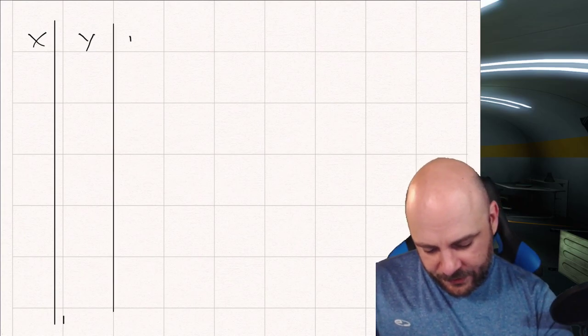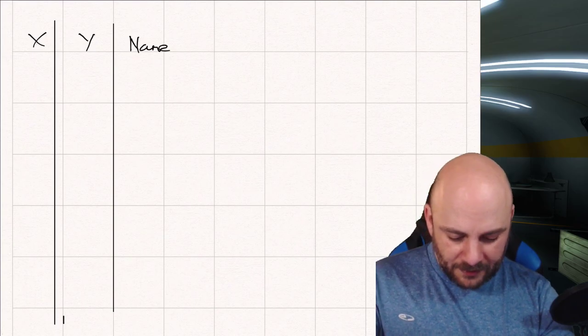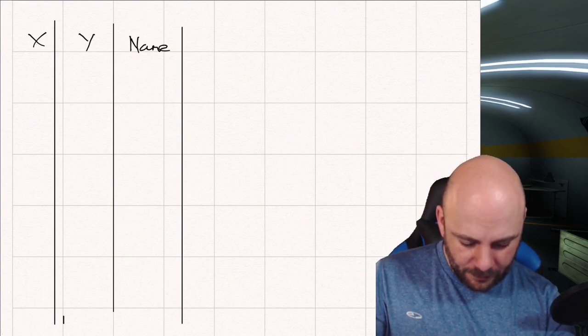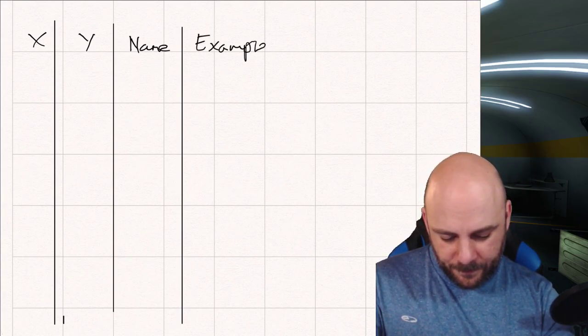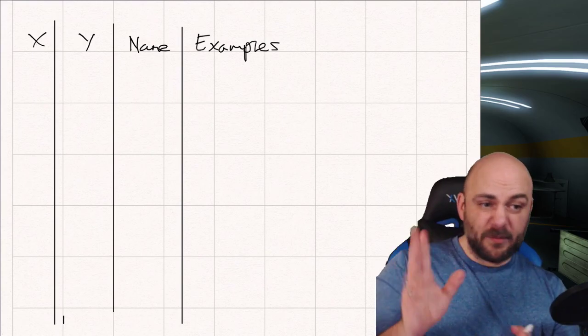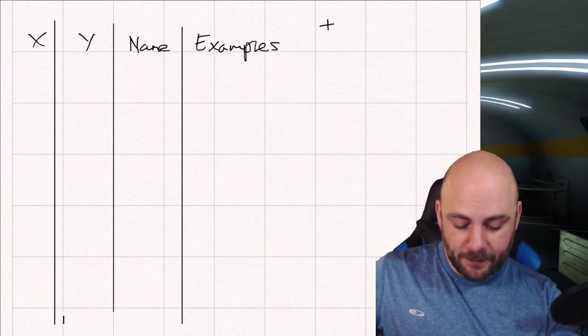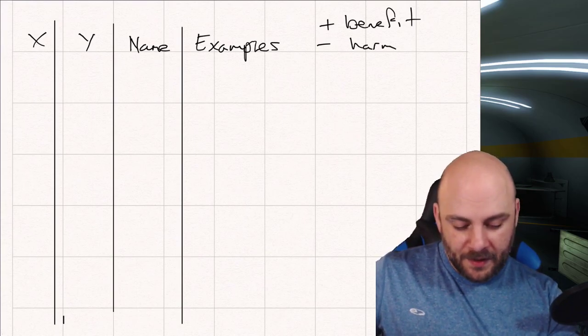Each of our interactions here is going to have a name to classify them. And then what I'd like for you guys to do on your own, okay, is to think of examples. And I might come up with some right now, okay? Now, I'm going to use a plus sign for benefit. So they benefit from the interaction. I'm going to use a negative sign for harm. And I'm going to use a 0 for neutral. They just don't care.